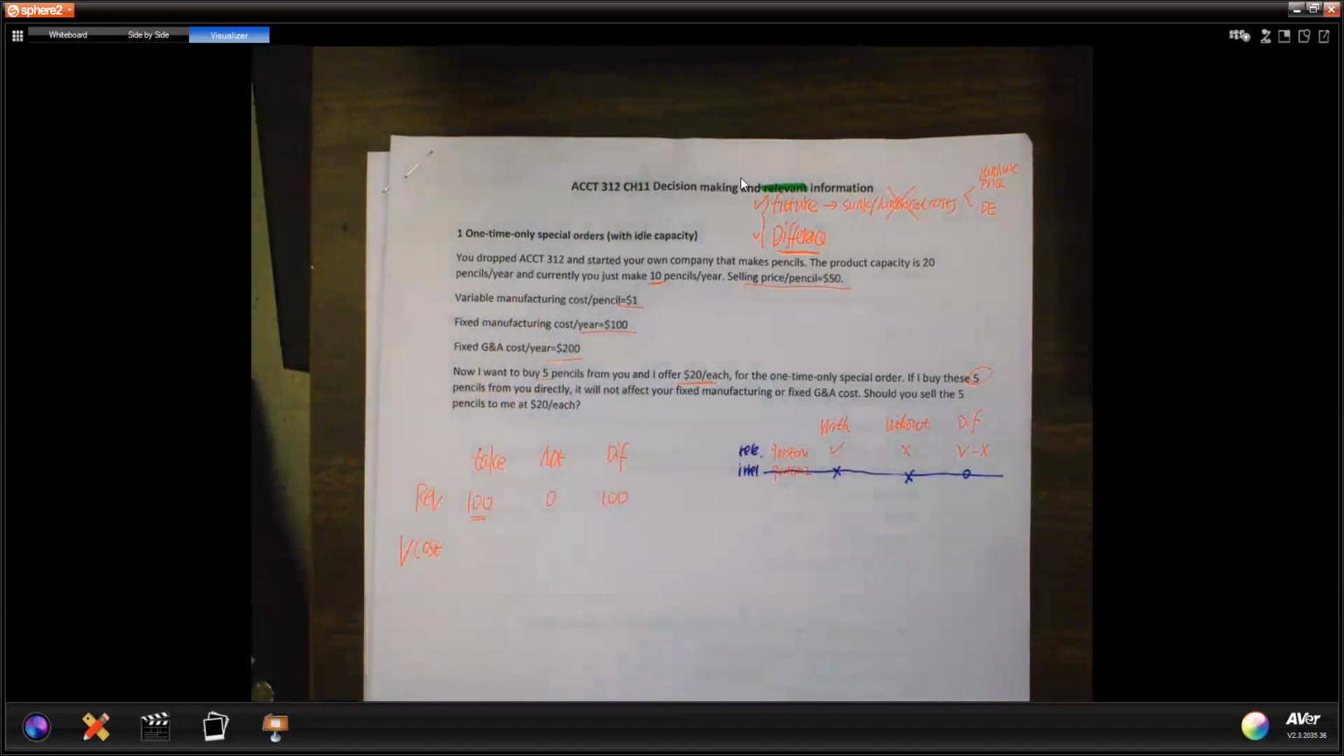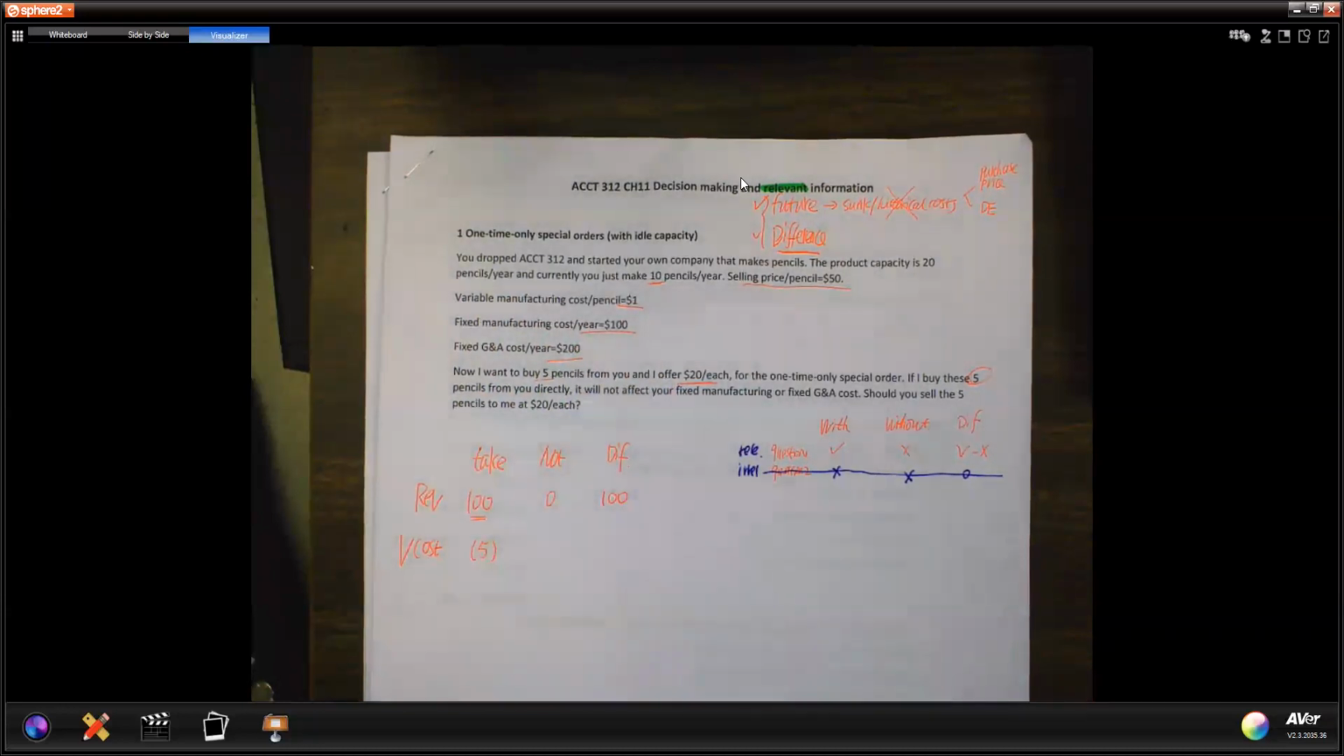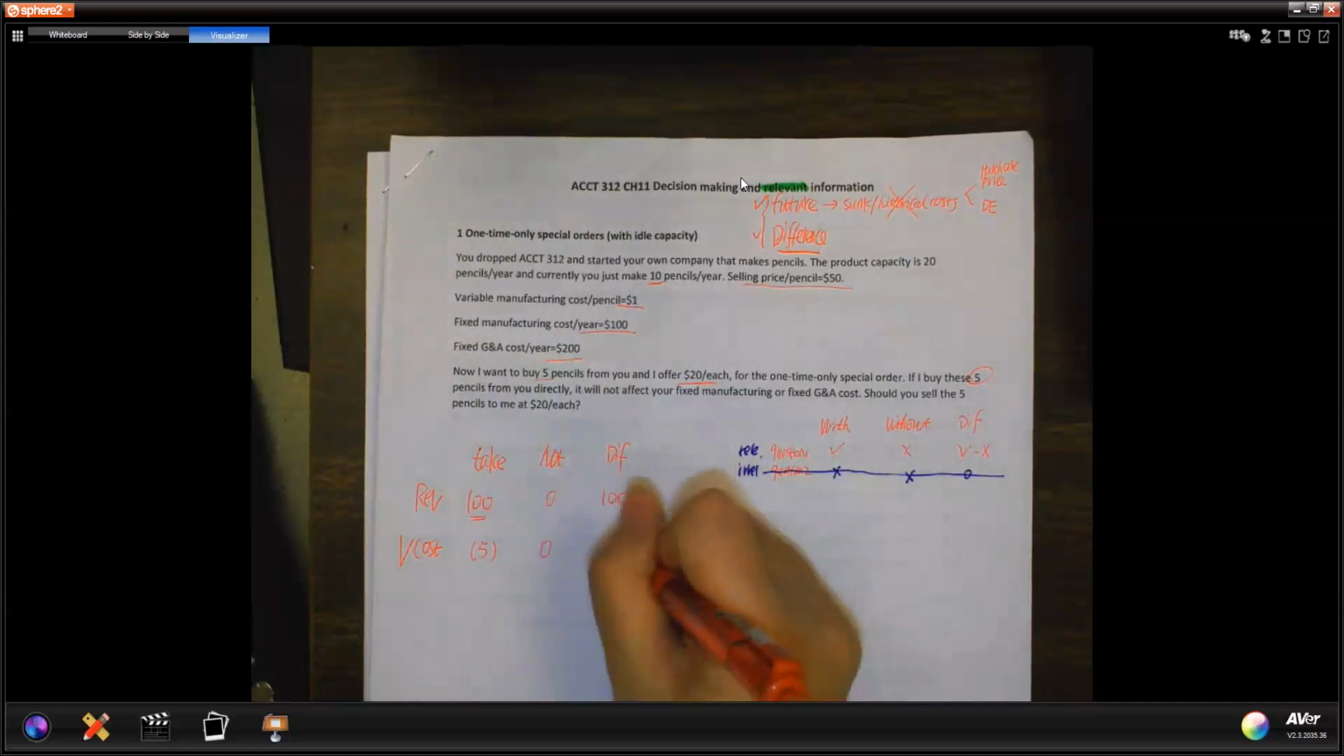But in order to make my 5 pencils, you have to pay extra variable cost. You have to buy raw material or whatever. Each one is $1, and you are making 5, so you have to spend $5 to make my 5 pencils. If you don't take my order, it's 0, right? So this is -5 because this is the cost.